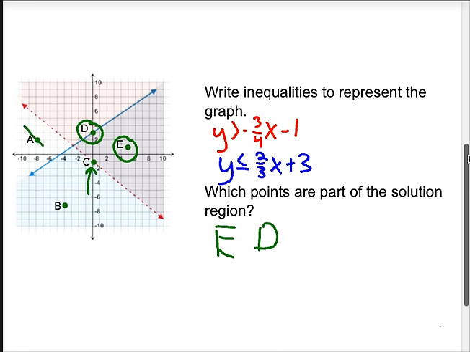Then A and B are just nowhere near the double shaded region, so we're just going to ignore those altogether. But it is very important for you to understand that the boundary needs to be solid for it to be included. If it's dashed, it means it is not included in the solution.